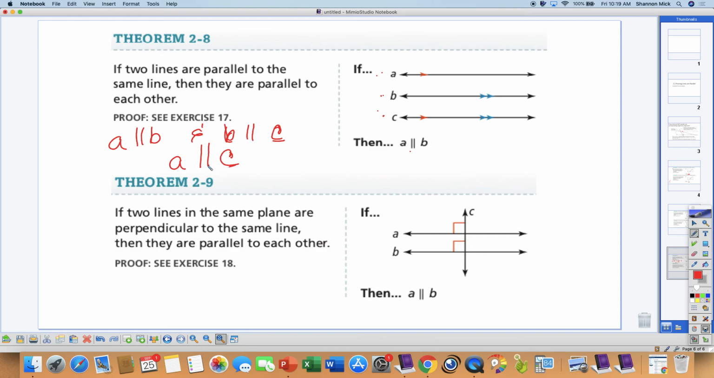So if two lines in the same plane are perpendicular to the same line, then they are parallel to each other. A is perpendicular to C, B is perpendicular to C, so that means we have a 90-degree angle and a 90-degree angle, so A and B have to be what? Parallel. Does that make sense that they have to be parallel? Yeah. So a lot of these are just kind of like, yeah, wouldn't that be? There's not a whole lot to go with them.